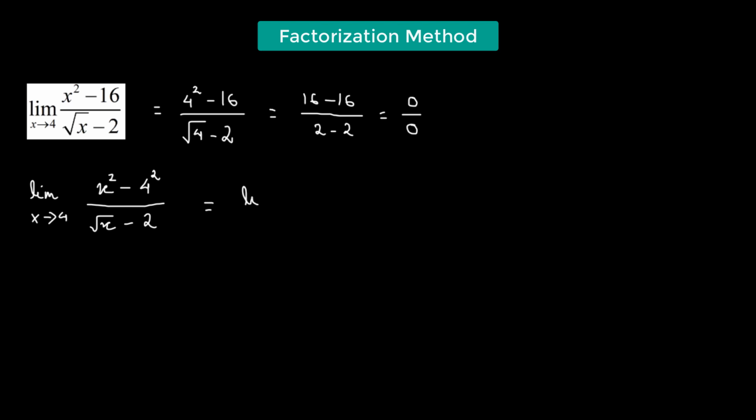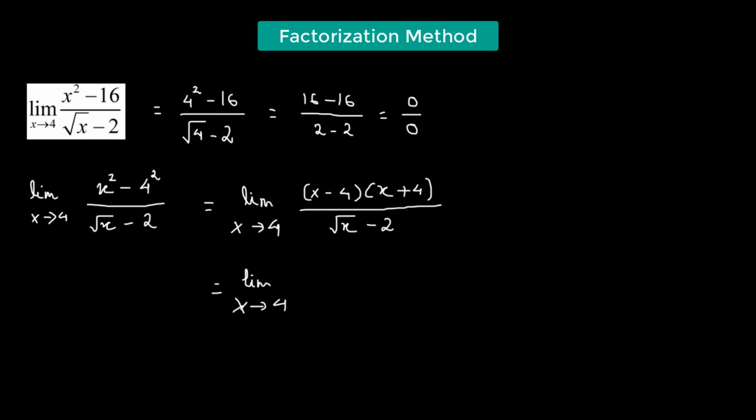So this will be equal to limit x going to 4. Now we're going to apply the identity a squared minus b squared. So we have x squared minus 4 squared, and that will translate to x minus 4 multiplied by x plus 4, divided by the square root of x minus 2.